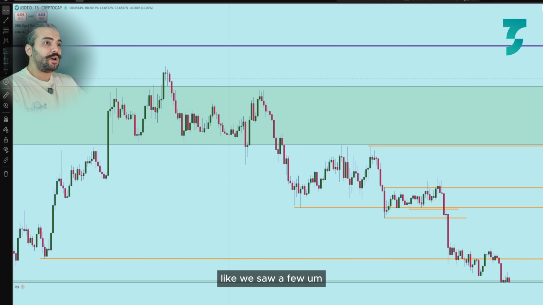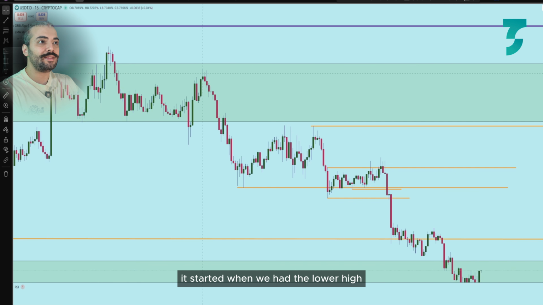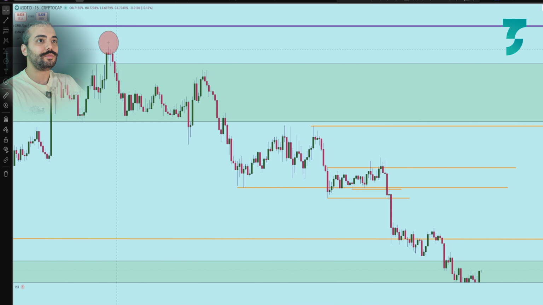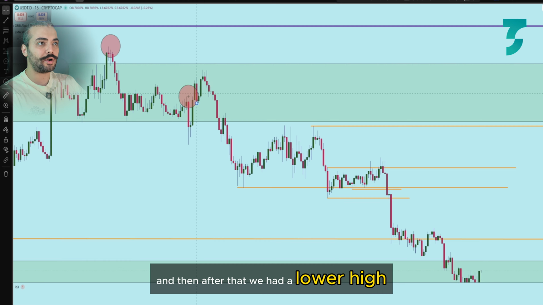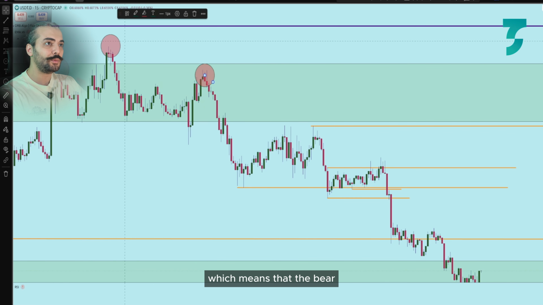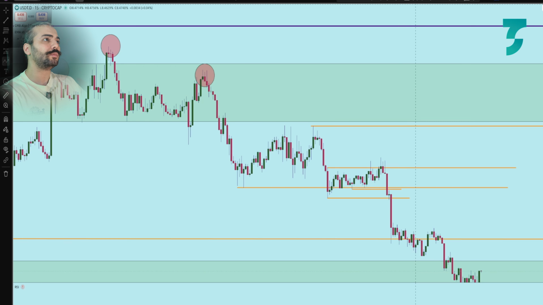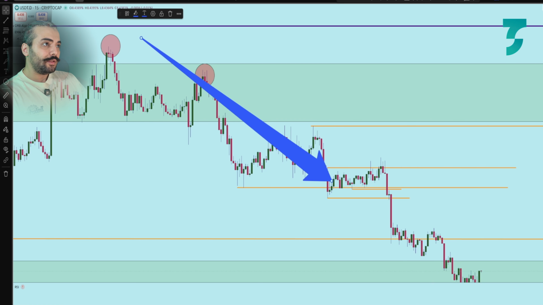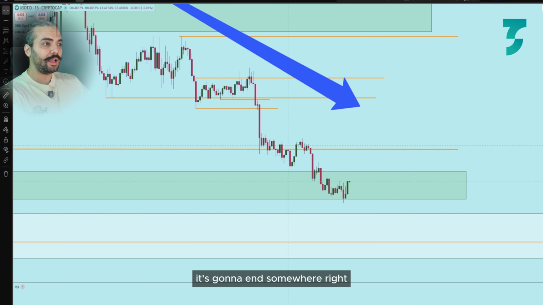We saw a few bearish momentum here, and this bearish momentum started when we had the lower high. So here we had one higher high. This higher high was based on this high here. And then after that, we had a lower high. So this high was lower than this, which means that the momentum is going to be like this. Let me draw it with this one, it's better. Okay. So it showed that it's going to be something like this. This is what we're targeting. But when does it end? It's going to end somewhere, right?